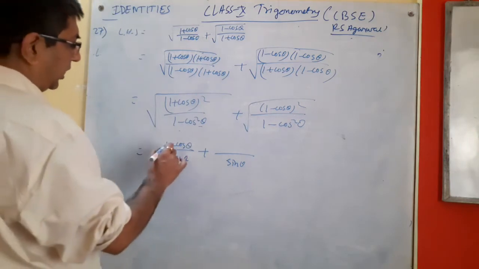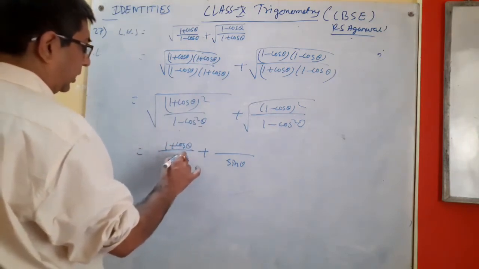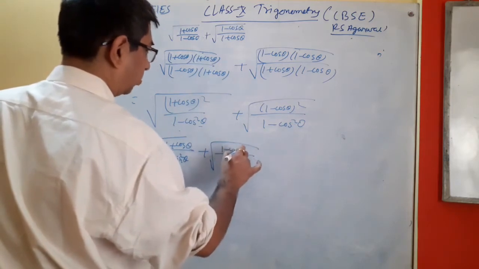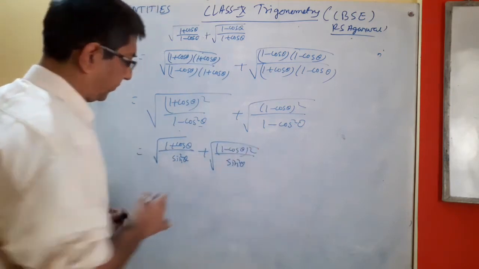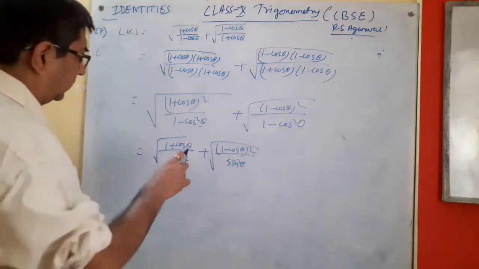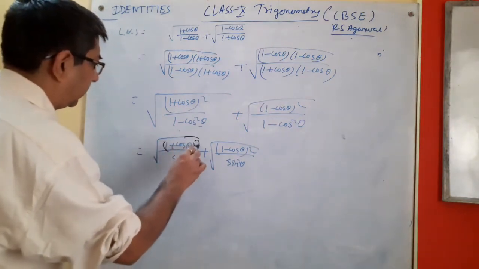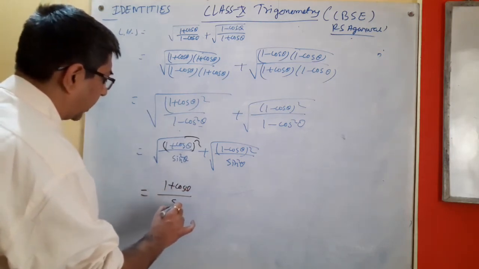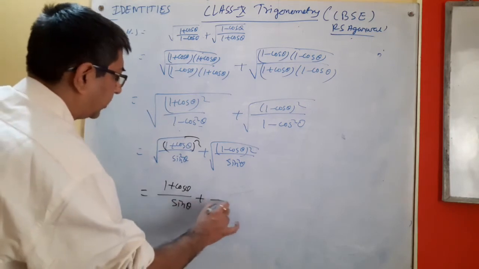Okay, now one thing you can do, another one thing. If there is any problem, it's better to do this one. Right? Okay. Now, this is square. So what we are getting, (1 plus cos theta) by sin theta, and this is (1 minus cos theta) by sin theta.